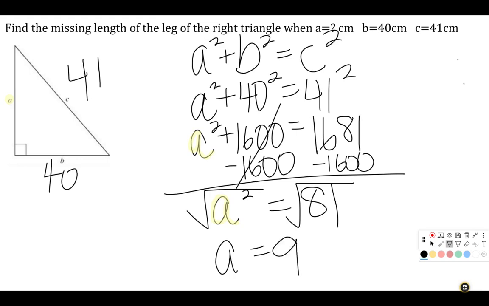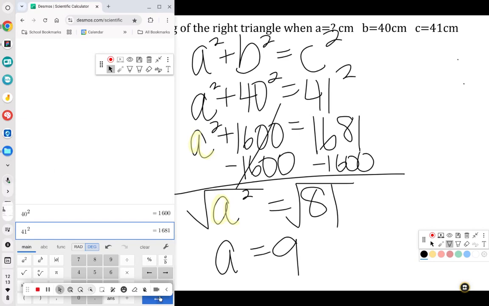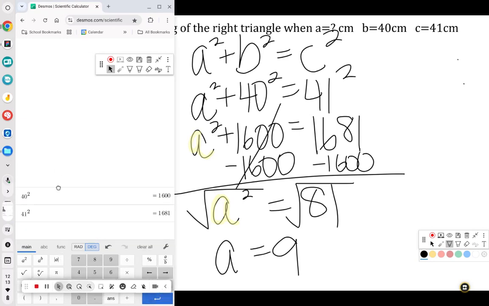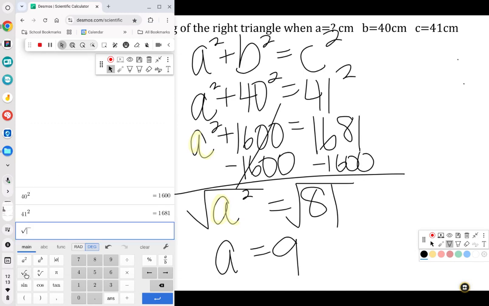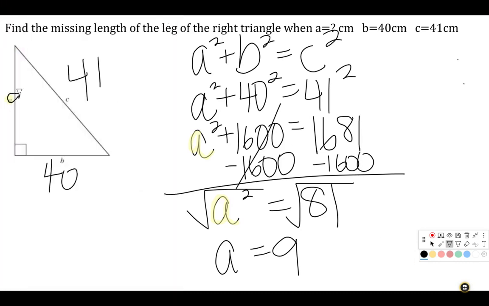Let's check it in our calculator. Move all this stuff. Here we go. Square root of 81. There it is, 9. Let's see if it makes sense. Would 9 make sense there? It has to be less than this hypotenuse. It is, so it does make sense. It's very reasonable. The side of that triangle, that leg, is 9.